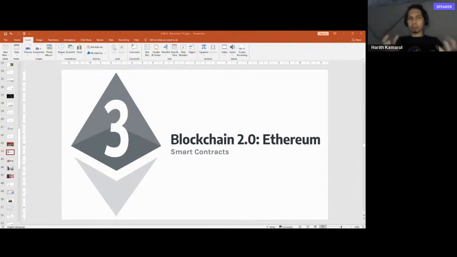But when you move from having just a calculator to having a computer or a laptop, then you can do many other things other than just calculating numbers. So it's a huge step forward in what blockchain can do.